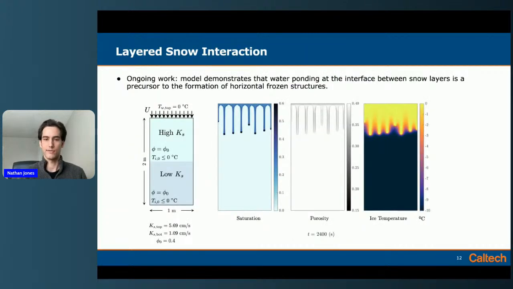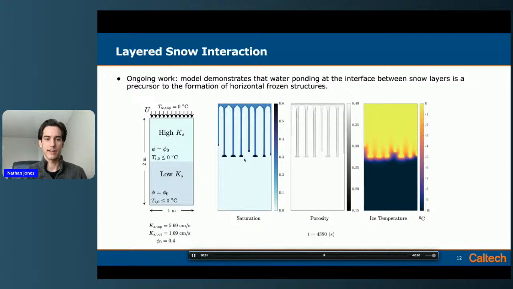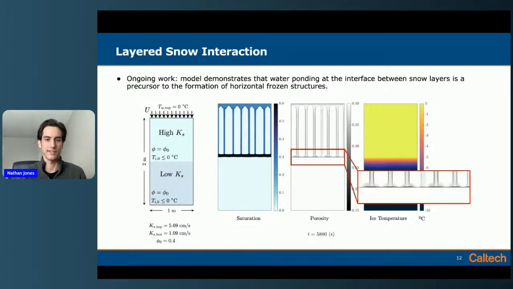And so I'm running a little over time, but this is the last actual slide. Here we're just showing that because snow is a naturally layered system, we are looking at, at least to start, these bilayered systems, in which if we look at the interaction between these fingers and this layered system, we can start to see the formation of horizontal ice lens structures, which are also found in nature. Here's a close-up of it.